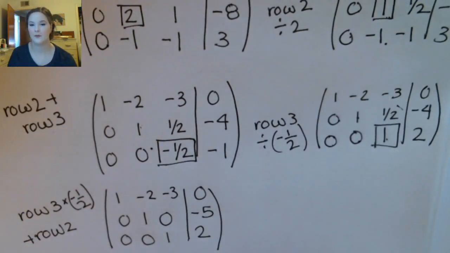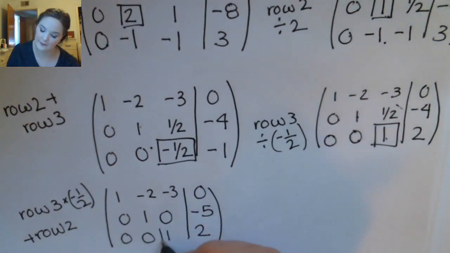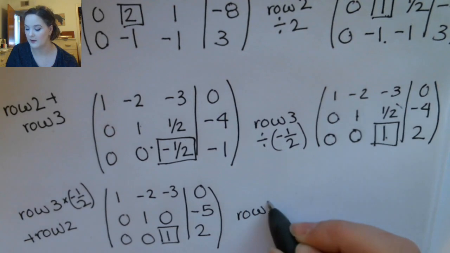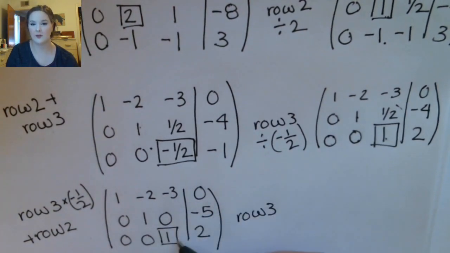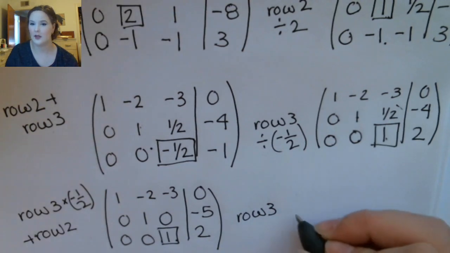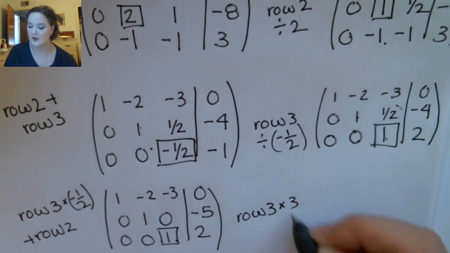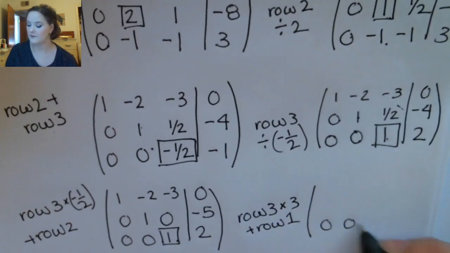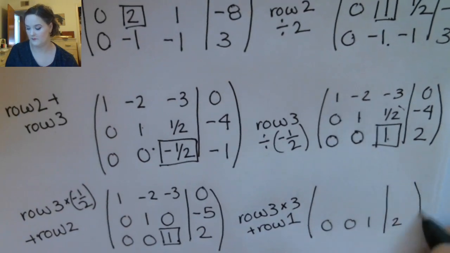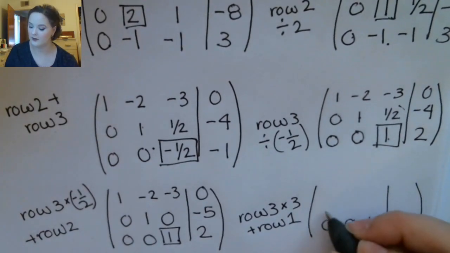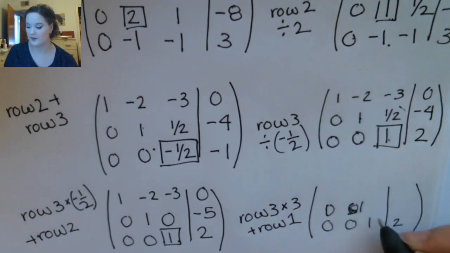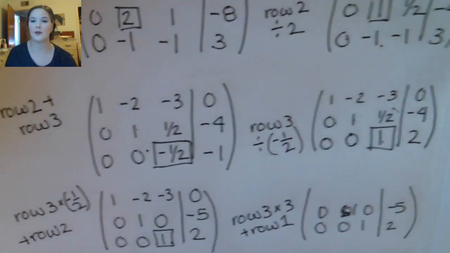I'm still not done with this column though, right? Because I still have an entry above the diagonal that isn't 0. So I'm going to take row 3. When you're eliminating above the diagonal, you're always using this position. So I'm going to use row 3 times 3, and add it to row 1 to get rid of that. Not changing my last row at all. Not changing that row at all: 0, 1, 0, -5.